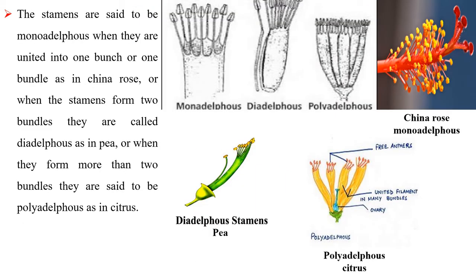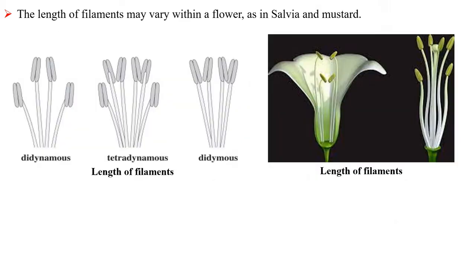The stamens are said to be monoadelphous when they are united into one bunch or one bundle, as in China rose, or when the stamens form 2 bundles they are called diadelphous, as in pea, or when they form more than 2 bundles they are said to be polyadelphous, as in citrus. The length of filaments may vary within a flower, as in salvia and mustard.